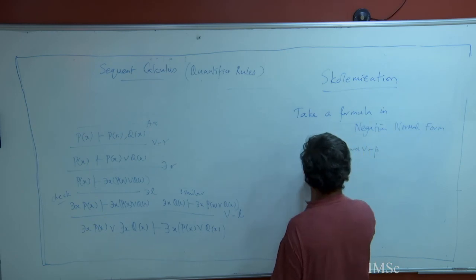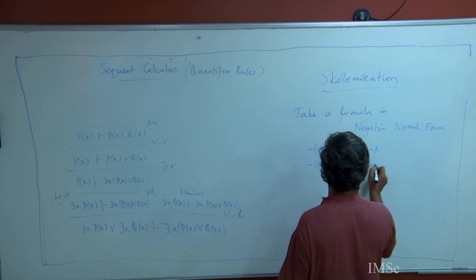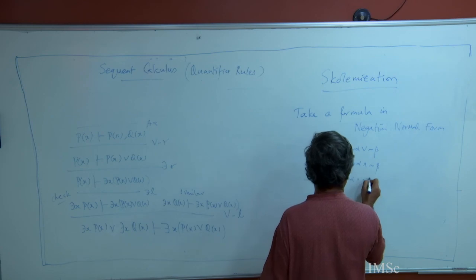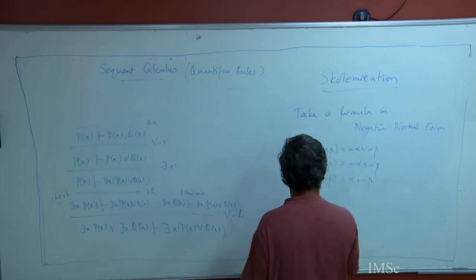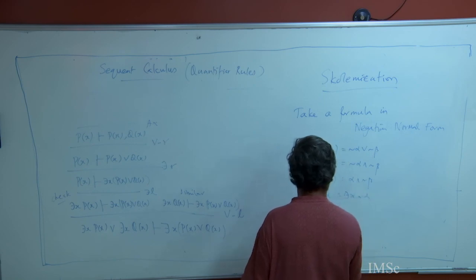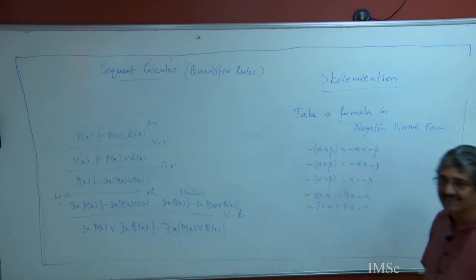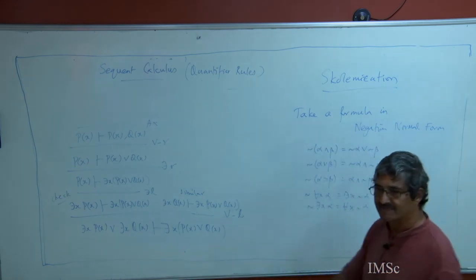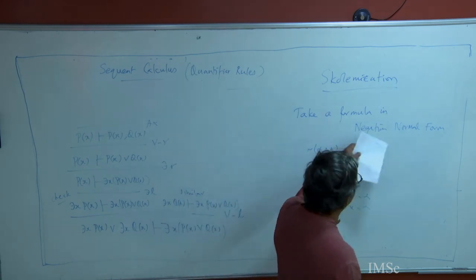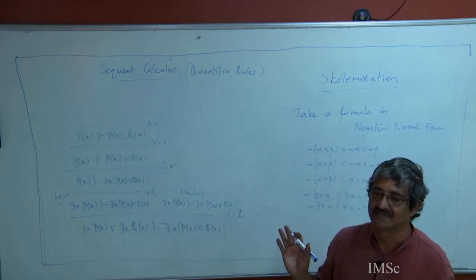So you can push negation into conjunction, disjunction. Not of alpha implies beta is alpha and not beta. Not of for all x alpha is there exists x not alpha. Not of there exists x alpha is for all x not alpha, right? So you can always push negations inside.